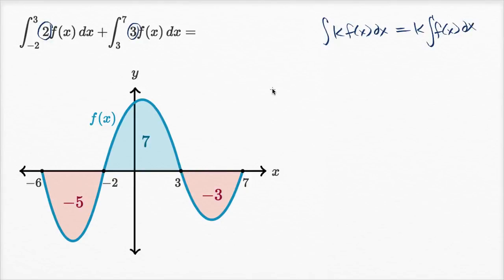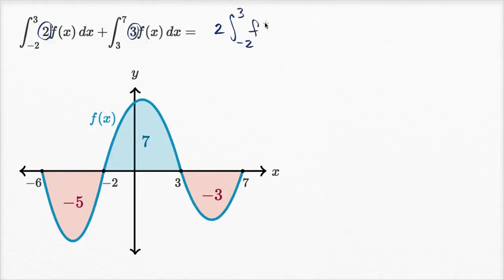So let's just apply that property there, which is really taking the scalar outside of the integral, to say this is going to be the same thing as 2 times the definite integral from -2 to 3 of f of x dx plus 3 times the integral from 3 to 7 of f of x dx. All right, now can we evaluate these things?